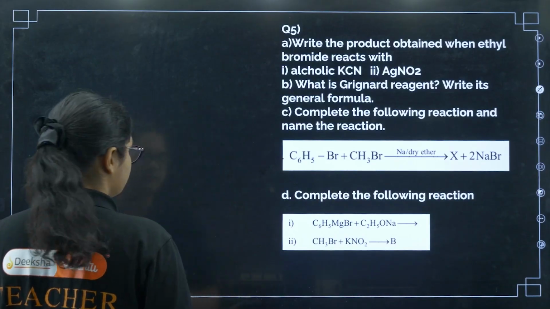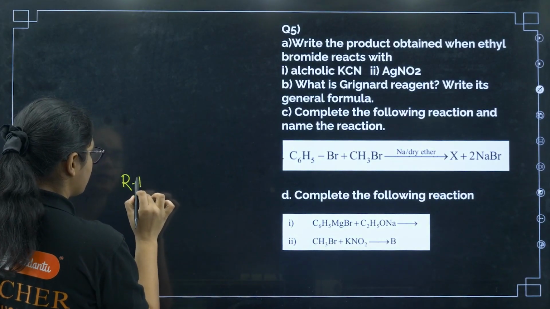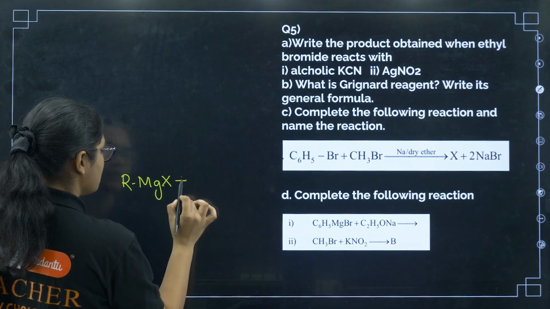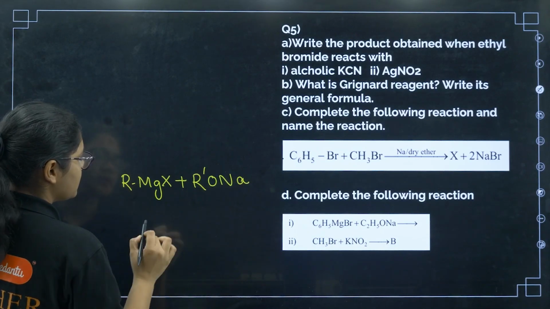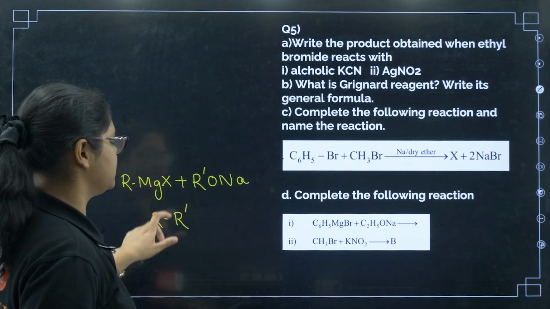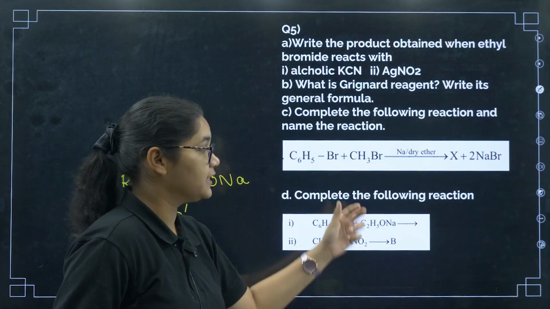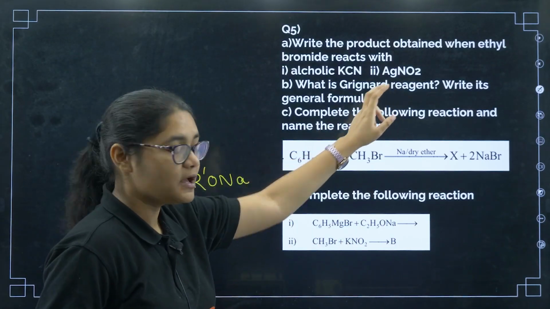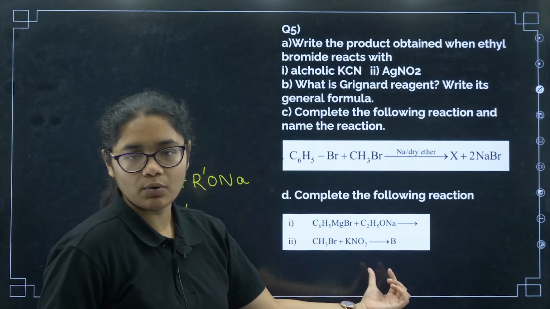So remember, whenever we have RMgX, please note down this one, plus R' ONa, then the product here will be RR'. So we will combine these two, that will be the product. And CH3Br plus KNO2: AgNO2 will add nitro group, but KNO2 will add ONO group. So you will get CH3ONO.